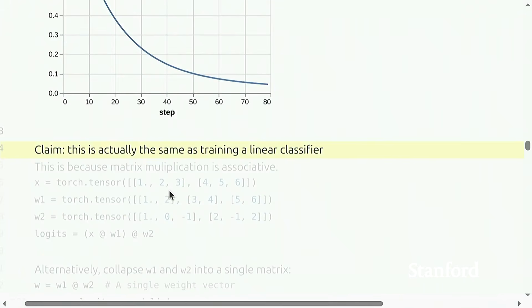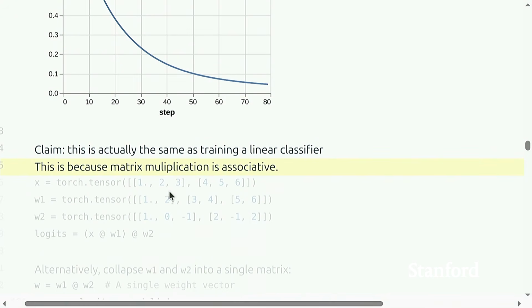Okay, so I've trained this model, seems to work, great. But does anyone see anything weird about this? Something is missing, especially if you've seen neural nets before. Basically, my claim is that this is actually the same as training a linear classifier. So it looks like I'm doing something fancier, but it's actually just a linear classifier.